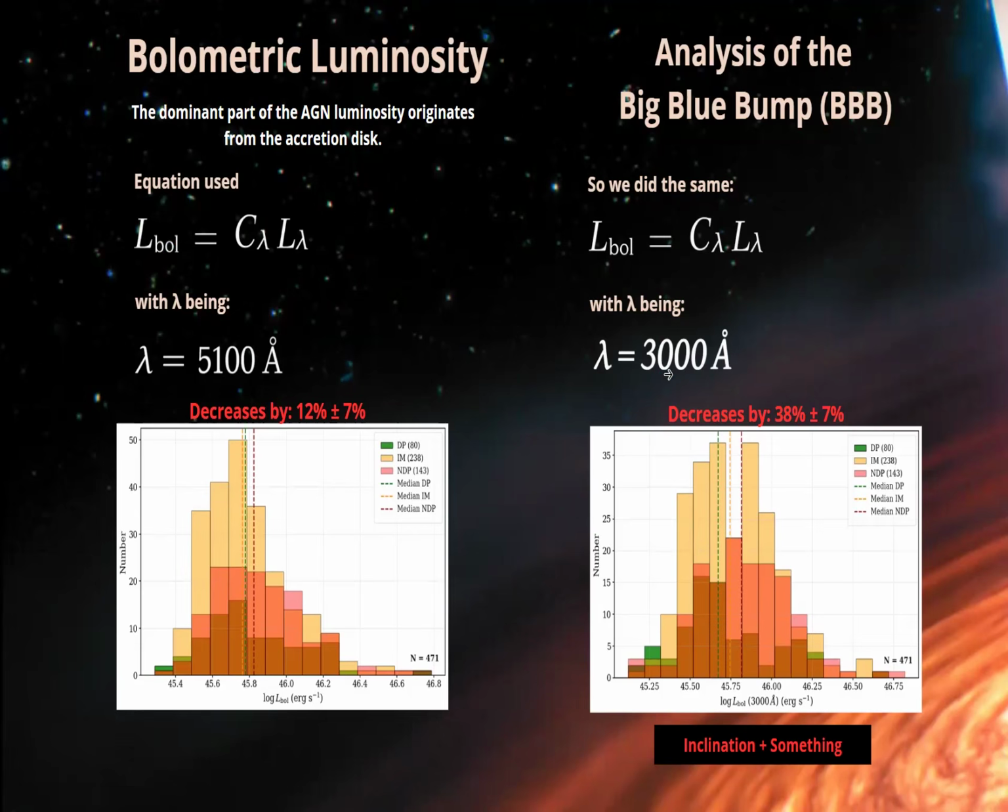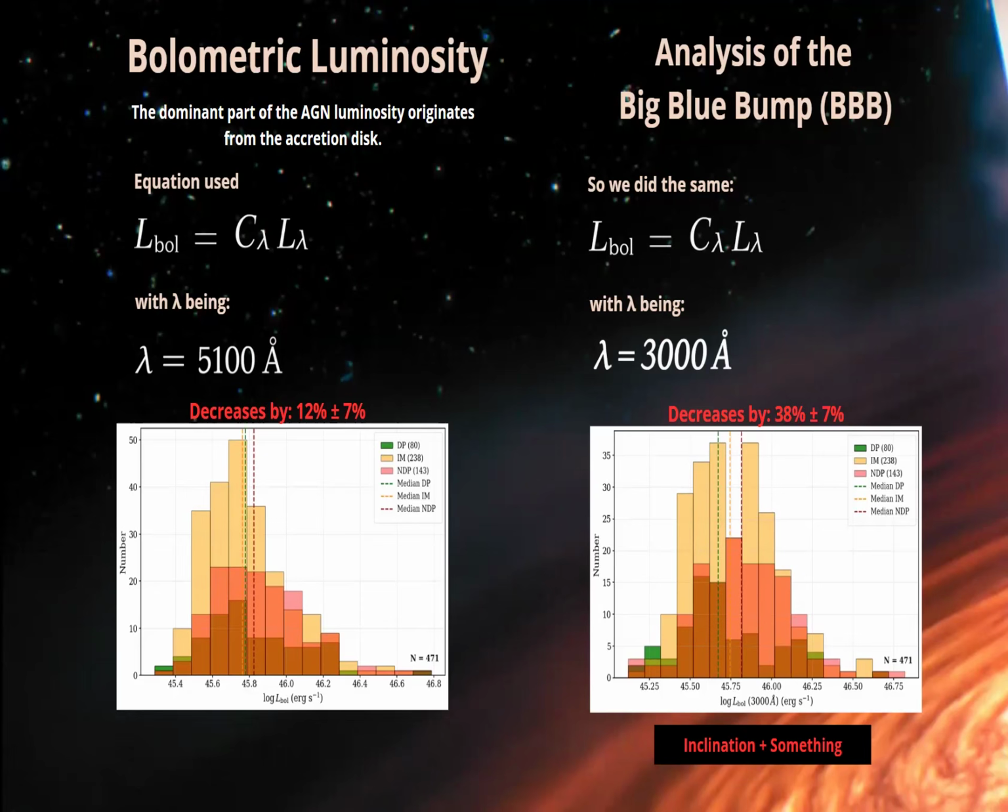And when we calculated the bolometric luminosity from this region, it showed much more segregation than the first one. The difference between the non-double peaked and double peaked samples was almost 40%. So we were expecting 17 and we observed 38. So we conclude that inclination is not the only reason for this segregation.